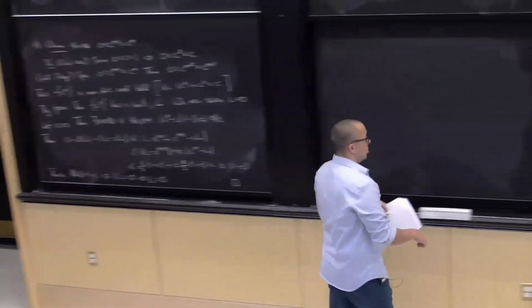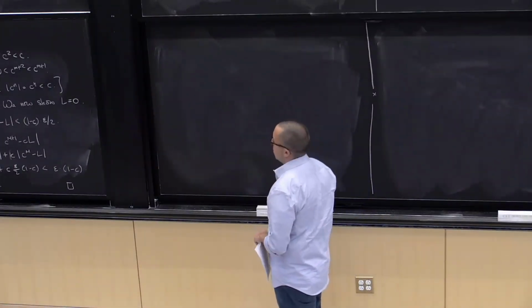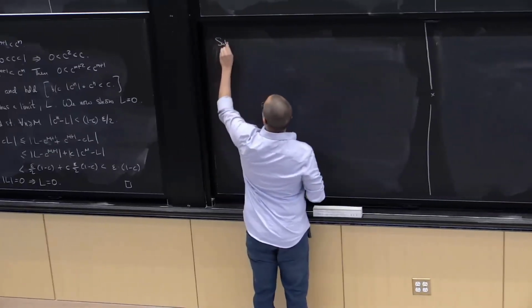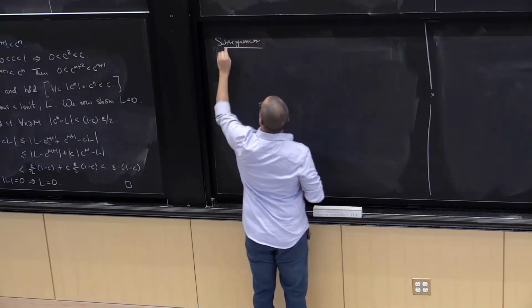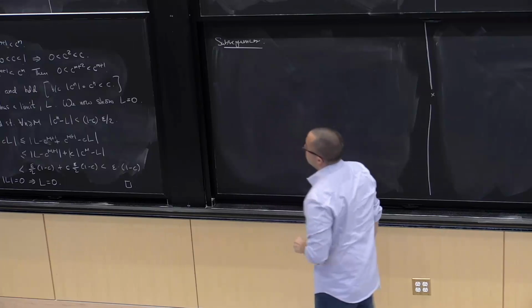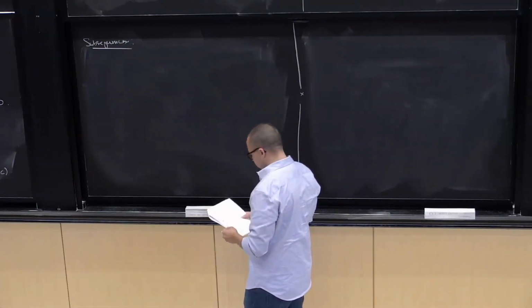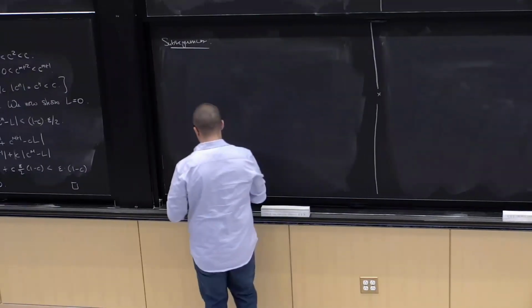All right, so now we'll talk a little bit about sequences obtained from other sequences. So these are called subsequences, or sequences obtained from a single sequence. So what do I mean by this? Let me give you the precise definition.